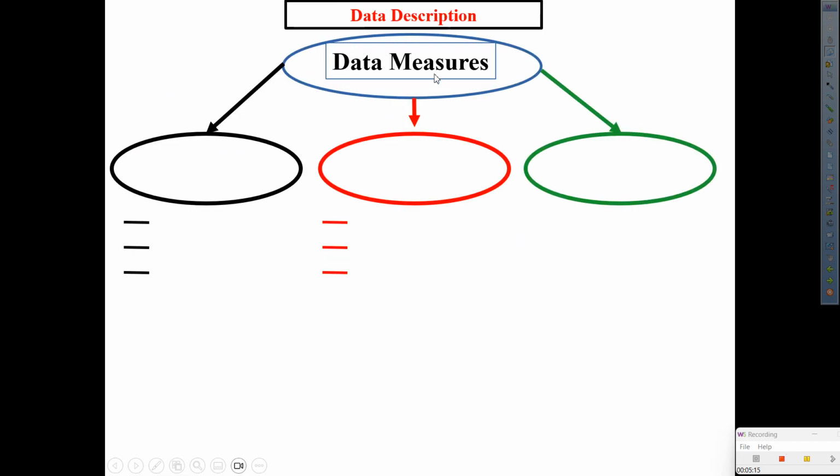All right, once again, tell your neighbor what data measures have we covered and which one is the last one we're headed towards. Which ones have we covered and where are we headed towards? Without looking at your notes. All right, write them in there, please, on your screen.